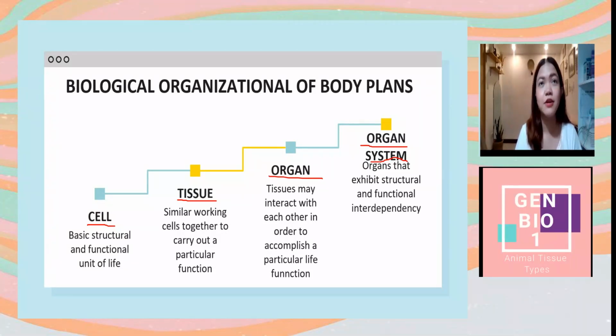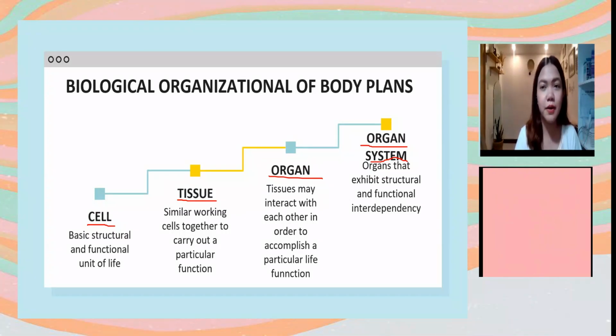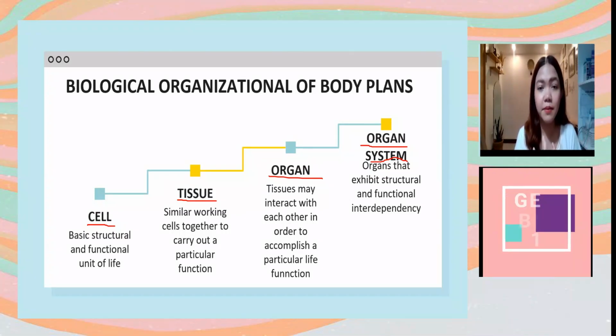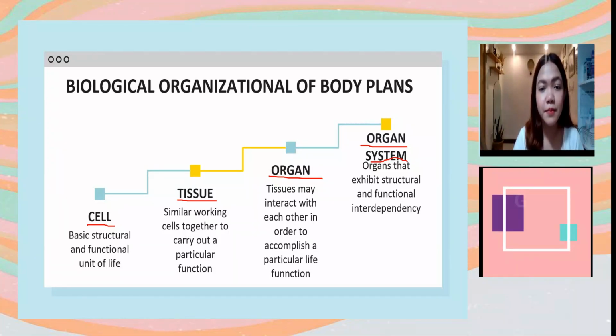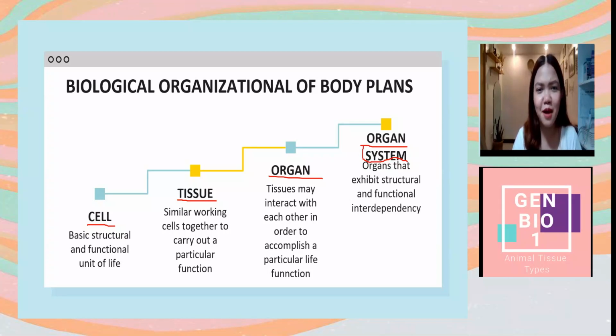Like for example, your heart. Your heart needs to pump blood all throughout your body to supply the oxygen. But if your heart fails to do so, it would really affect all of the other organs. Kasi nga, we're all somehow dependent. They are all somehow dependent on your heart.